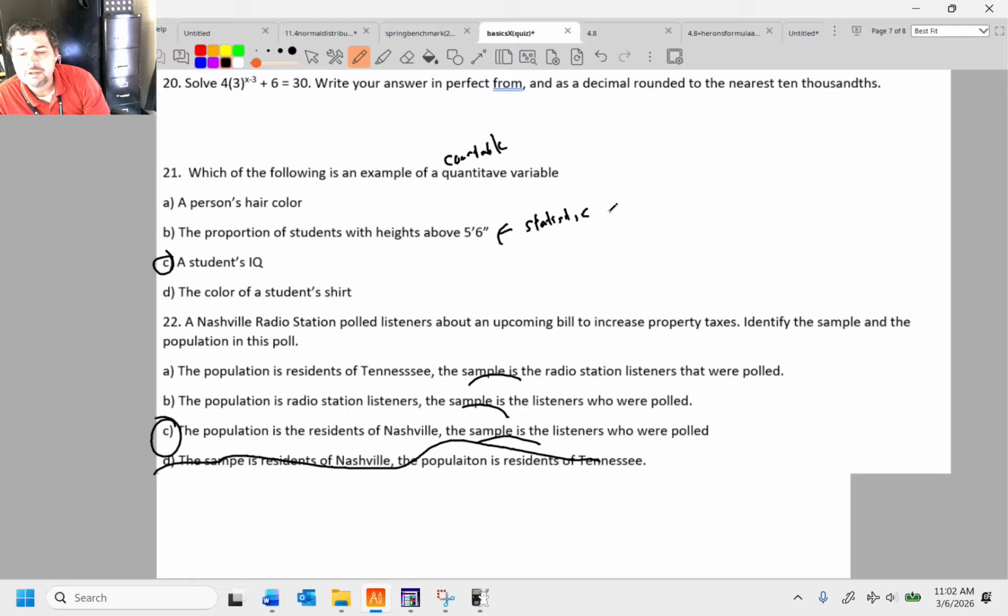All right, 20. Solve 4 times the base of 3 with an exponent of x minus 3, plus 6, equals 30. Write your answer in perfect form, and as a decimal rounded to the nearest 10,000th. So we're going to take away our 6, and we're going to get 24. 4 times the base of 3 with an exponent of x minus 3 is now 24. We're going to divide out the 4.